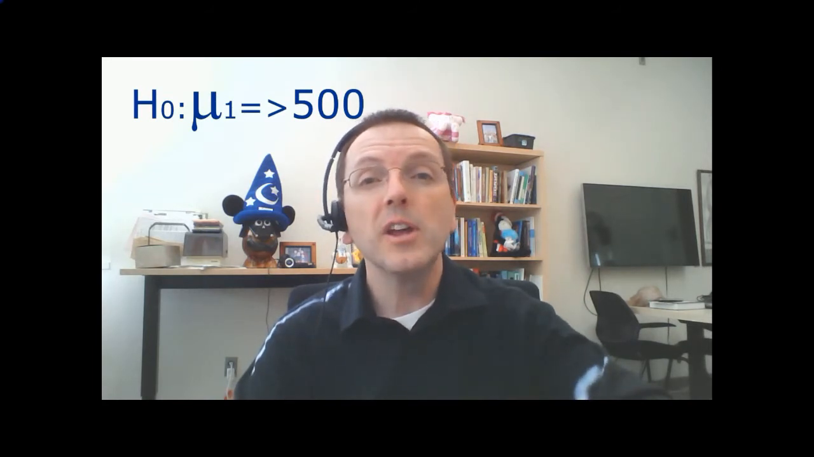than 500. In English, the alternative hypothesis would be that the average SAT score for students receiving the intervention is less than 500, while the null hypothesis would be that the average SAT score for students who receive the intervention is equal to or greater than 500.